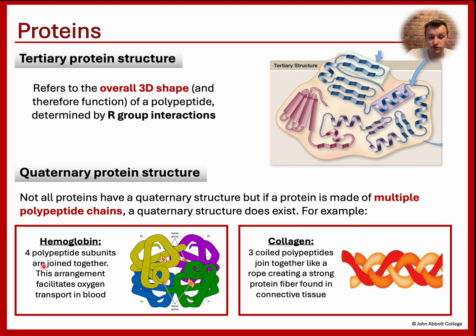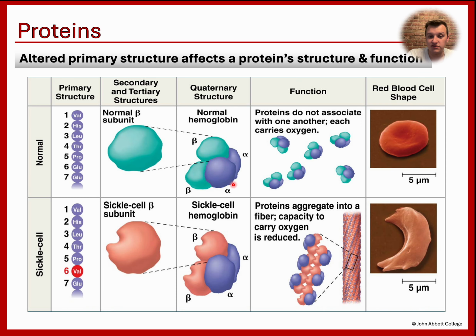Remember over here, I told you hemoglobin is 4 polypeptides. Well, over here, you see those 4. And the polypeptides do not associate with one another. They're separate, right? And they do their job. Each of these carries 4 oxygens, and all of these are in the red blood cell, and they pick up oxygen from outside and deliver it to places. They're found in this red blood cell, and they look very nice like this.